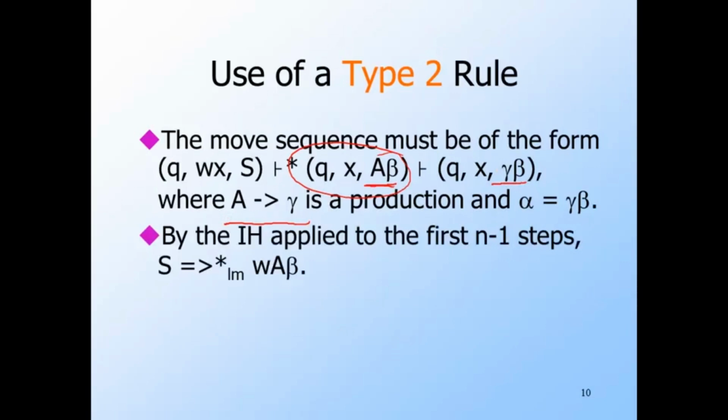Again, we apply the inductive hypothesis to the first n-1 steps. We thus know that there is a leftmost derivation from S of WA beta. Since A is clearly the leftmost variable, and A goes to gamma as a production, there is also a leftmost derivation of W gamma beta. That's that. And of course, gamma beta is alpha, so that is really a derivation of W alpha, as we wanted to prove.